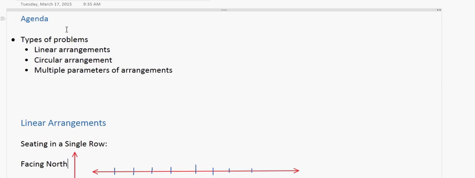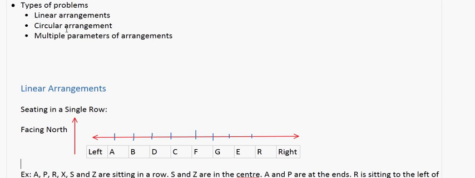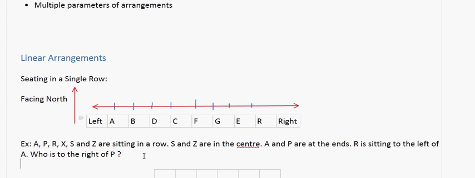Linear arrangement means arranging in a line. There are two types of linear arrangement, which is single row arrangement and multiple row arrangement. When we are doing single row arrangement, we are assuming that all of us are facing north. So when all of us are facing north, then left and right is according to our sensibilities. My right is actually the right of the person sitting, my left is actually the left of the person sitting. So to put things in perspective, here it is D.